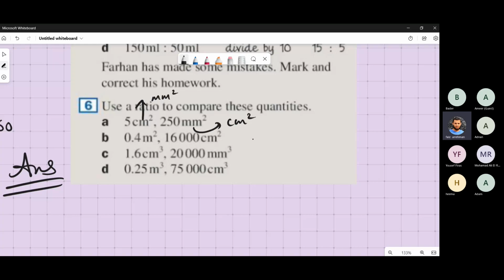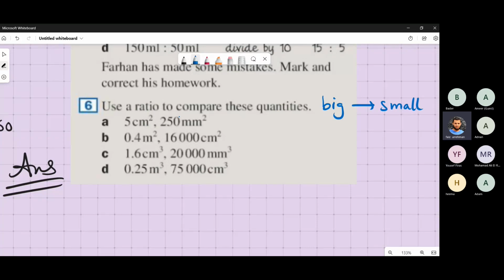Who wants to answer? Yusuf. Centimeter to mm, because if we convert mm to centimeters squared, it will be in decimal, which will be harder. Very good. So please remember, try this technique, bigger to smaller. That will be simpler, with fewer decimals to deal with.